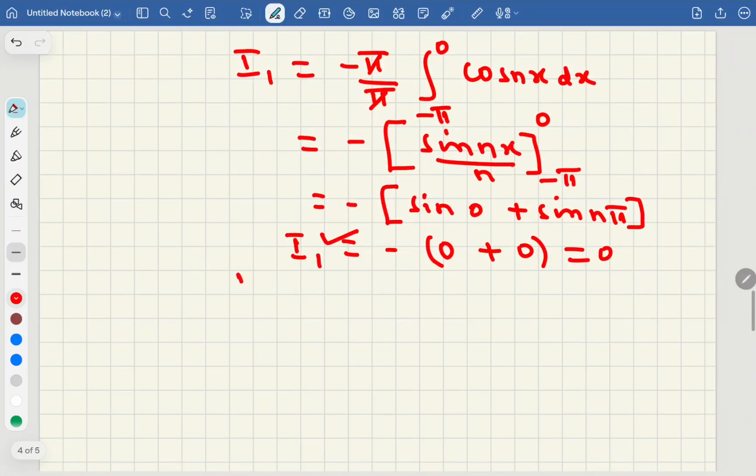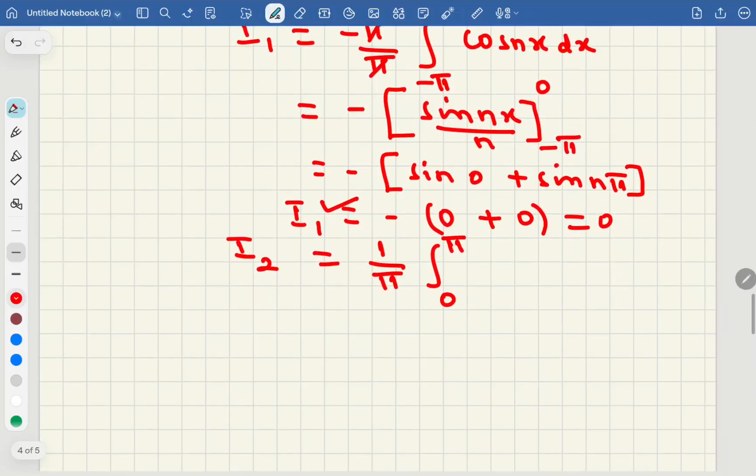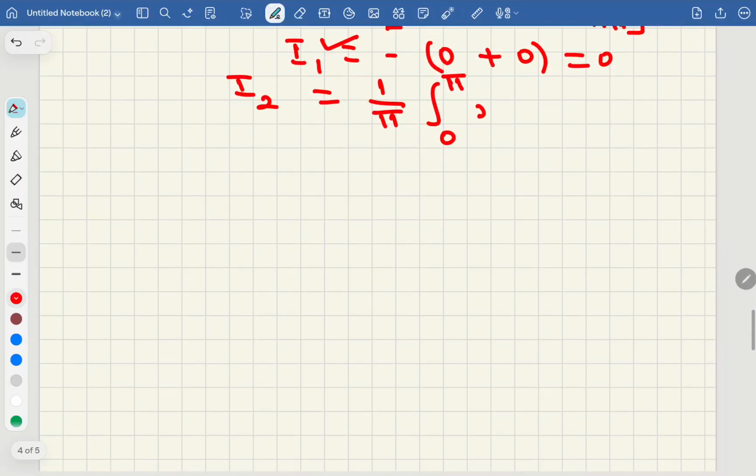Now I am going to find I2. What is I2? 1 by pi integral 0 to pi of x cos nx.